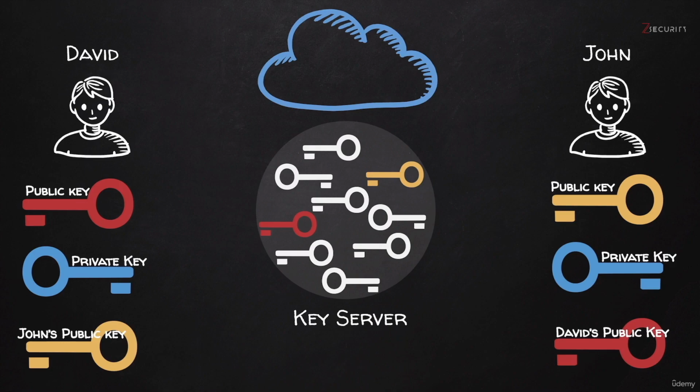So any contacts associated with the key will also become available and public once you upload that key to the key server. So again, if you don't want this information to be public, then do not upload your key to the key server and just send it directly to the people that you want to share your public key with.